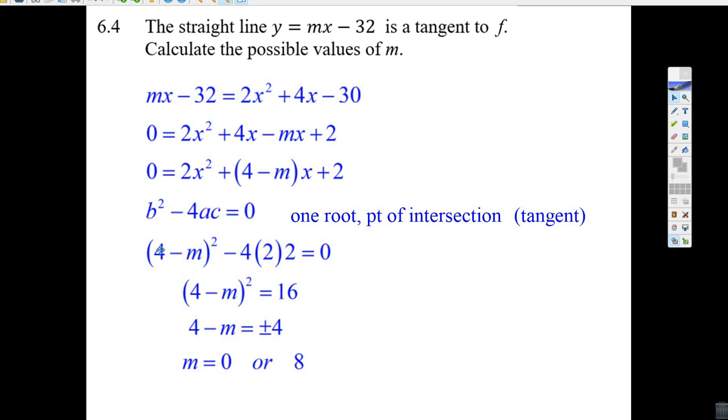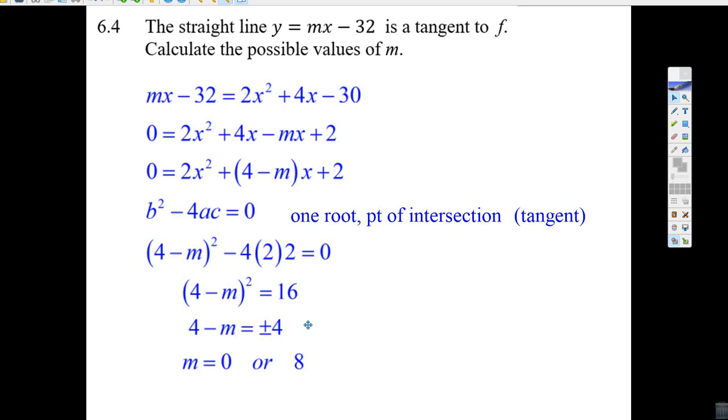Well, the b is the 4 minus m, squared, minus 4 times a, which is 2, and c, which is 2. Now all we've got to do is solve that. 4 times 2 times 2 is 16. We add it, we get 16. So we have 4 minus m squared equals 16. We square root both sides. We get plus or minus 4, two different answers. 4 minus m equals plus or minus 4.